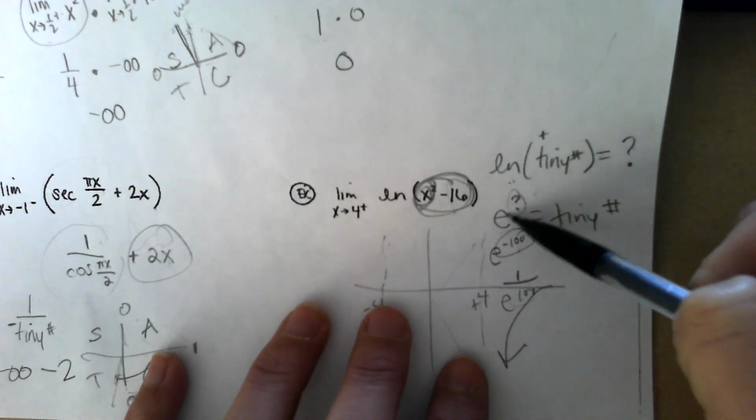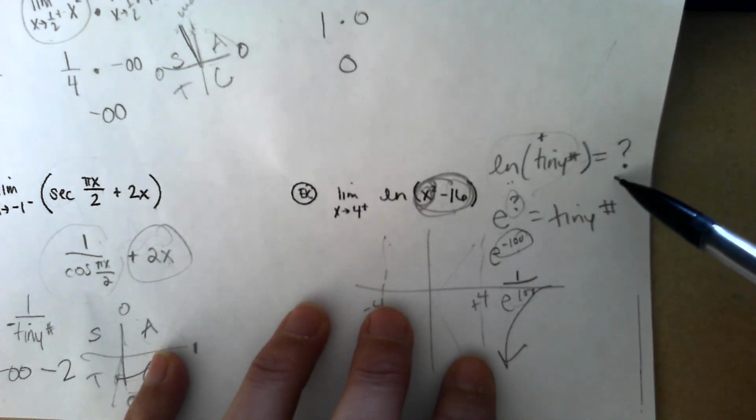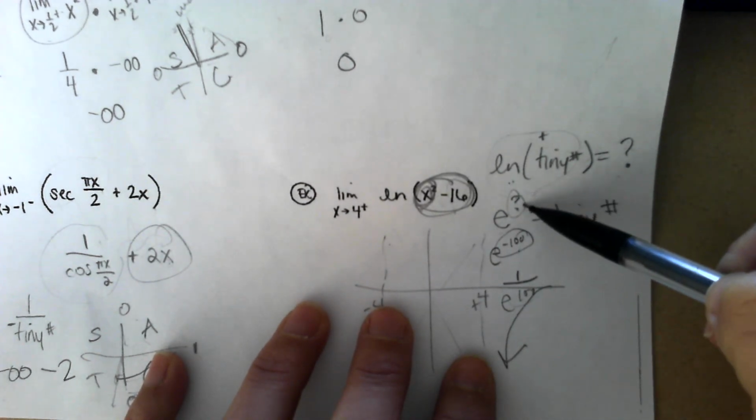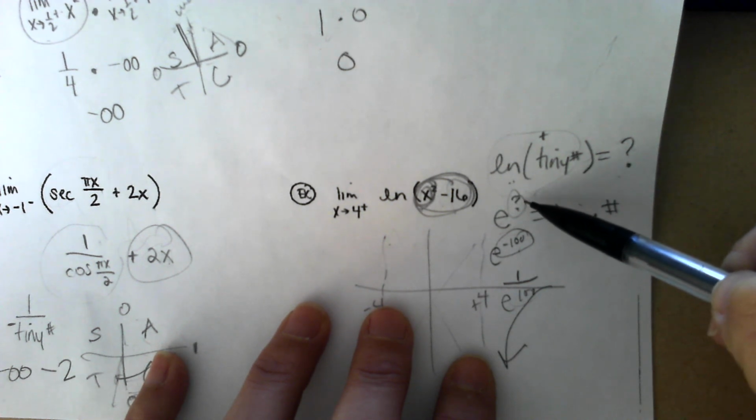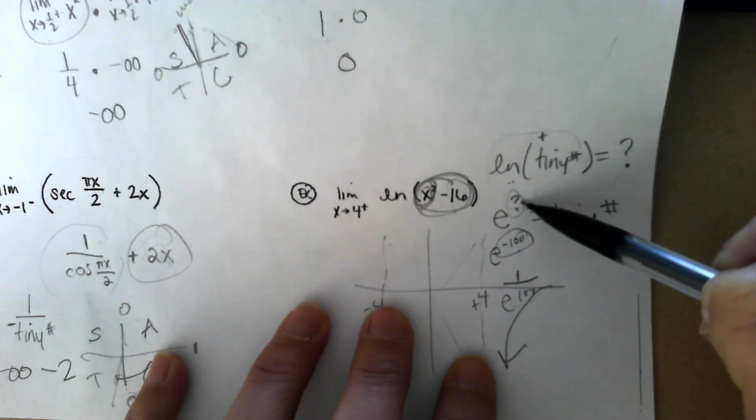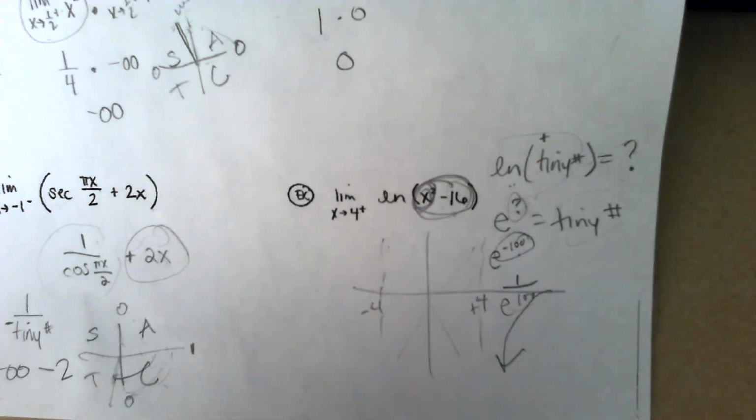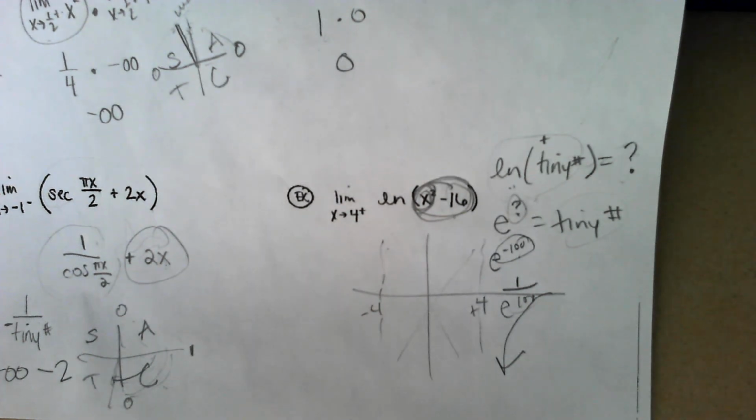Because it's what do you need to raise e to? This equals question mark. So when we're trying to figure out what the question mark is, the more negative the question mark gets, the smaller that number will get. So negative 100, negative 1,000, negative 1,000,000 will make it get smaller and smaller. Okie doke?